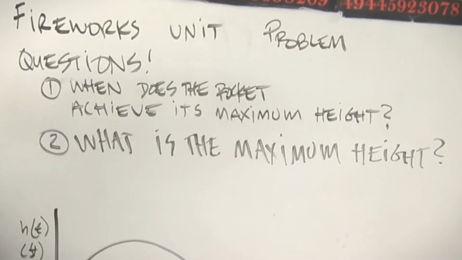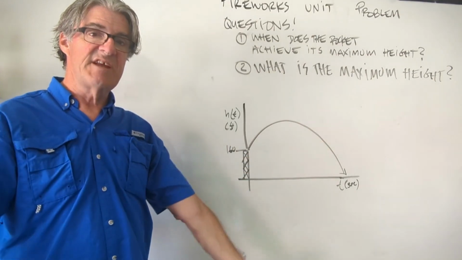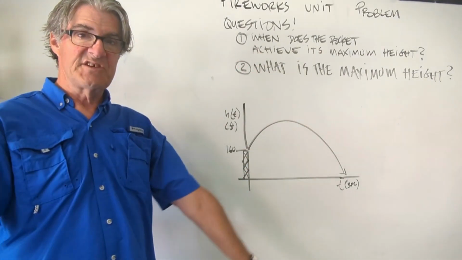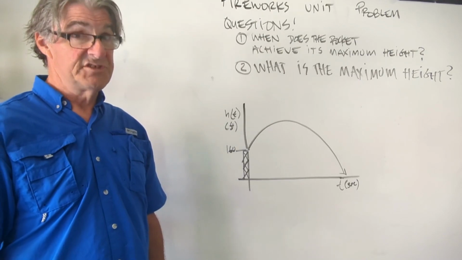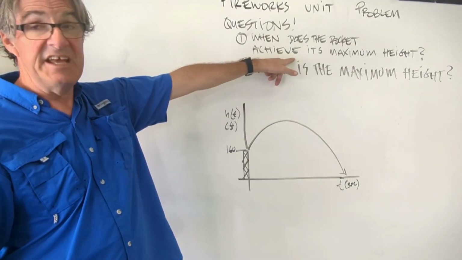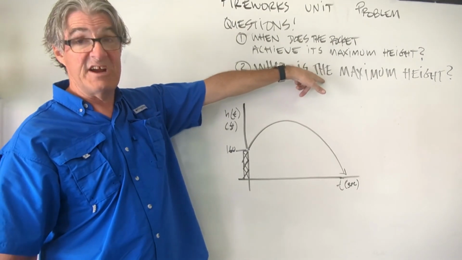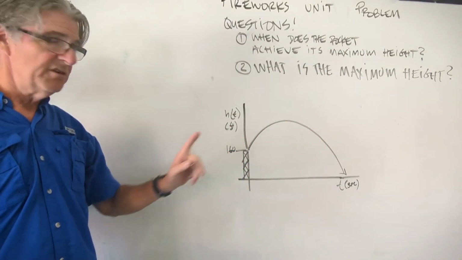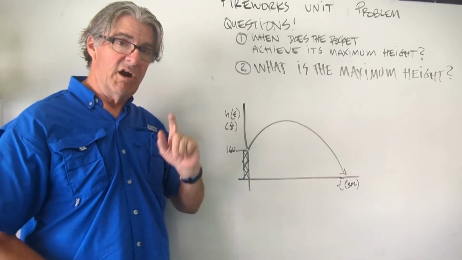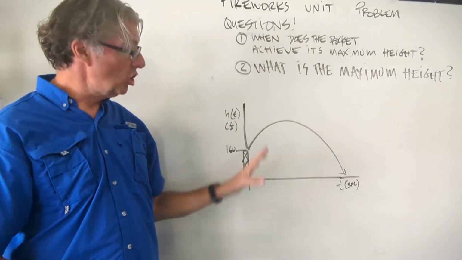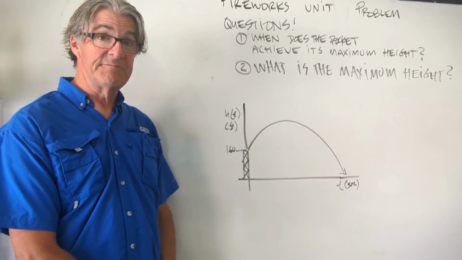Second thing, what is the maximum height? Perhaps they need to know that so that the embers that come down don't hit people. It has to be high enough so that they all fizzle out before they ever get down to the ground. So we need to figure out the time it takes to get there, and then what the there is. Now, pause the video, and I want you to look at your graph, at your diagram, and mark that spot that we're all curious about. These two questions occur at one place on this graph.